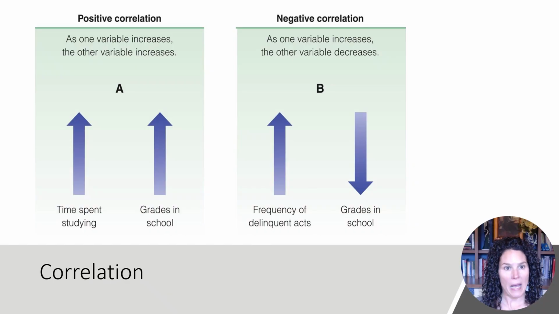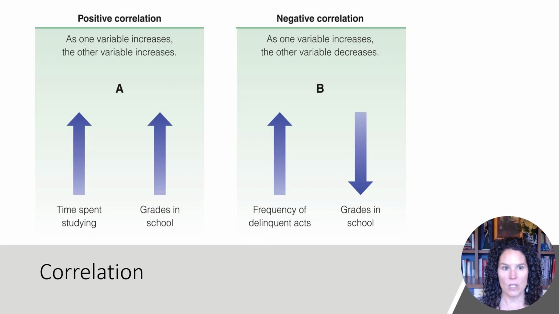Here's a reminder of what positive correlations look like and negative correlations. Positive doesn't mean good, and negative doesn't mean bad. Positive means as one goes up, the other goes up, and negative means it's inverse: as one goes up, the other goes down. And so the examples here, as time spent studying goes up, grades in school go up. Again, it could be that people who are earning strong scores are also motivated to keep spending time studying. It's not necessarily that studying causes grades.